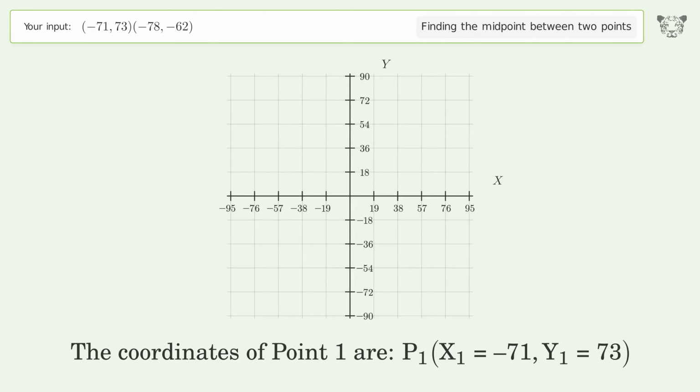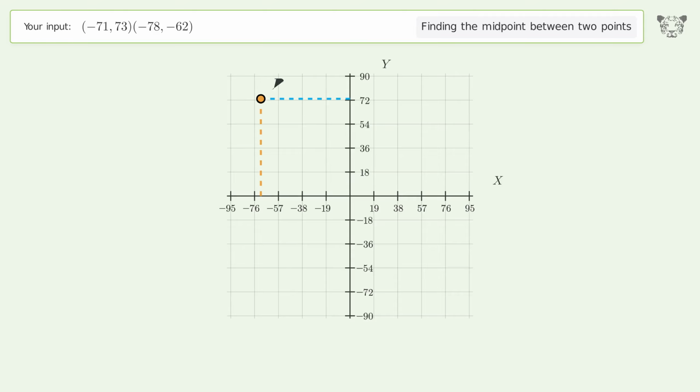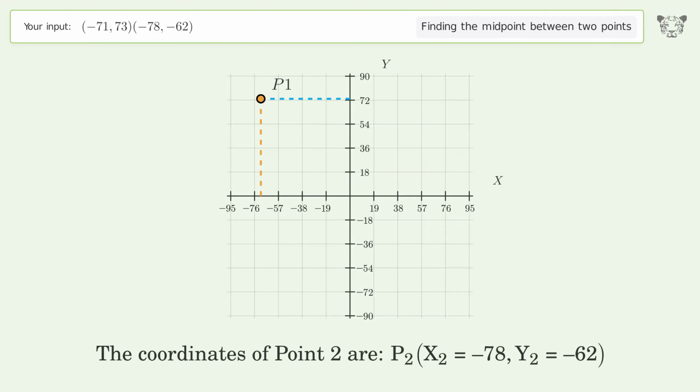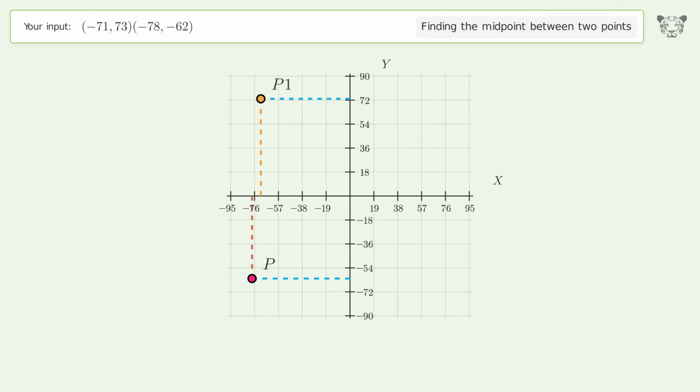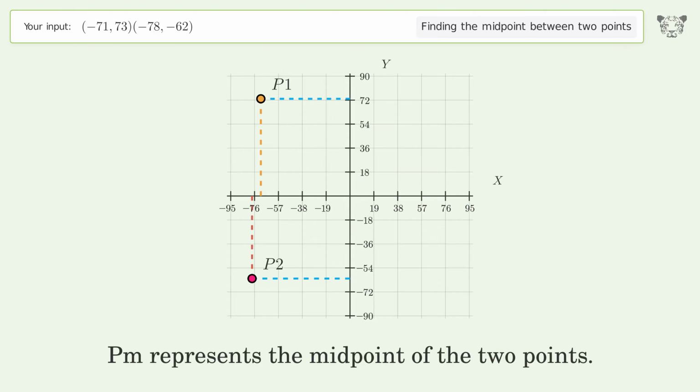The coordinates of point 1 are x1 equals negative 71, y1 equals 73. The coordinates of point 2 are x2 equals negative 78, y2 equals negative 62. PM represents the midpoint of the 2 points.